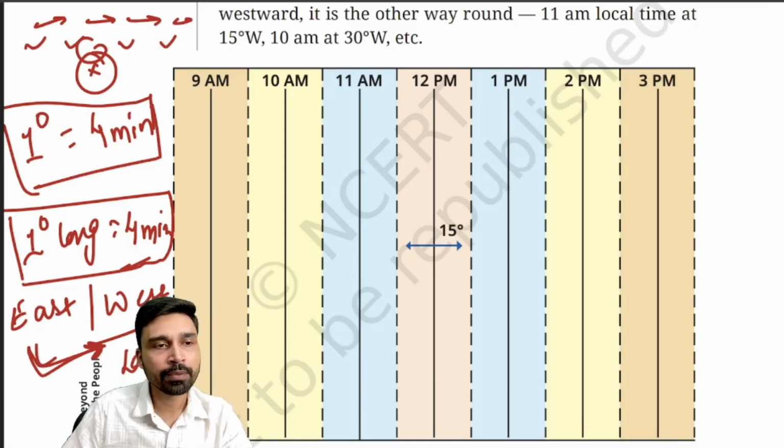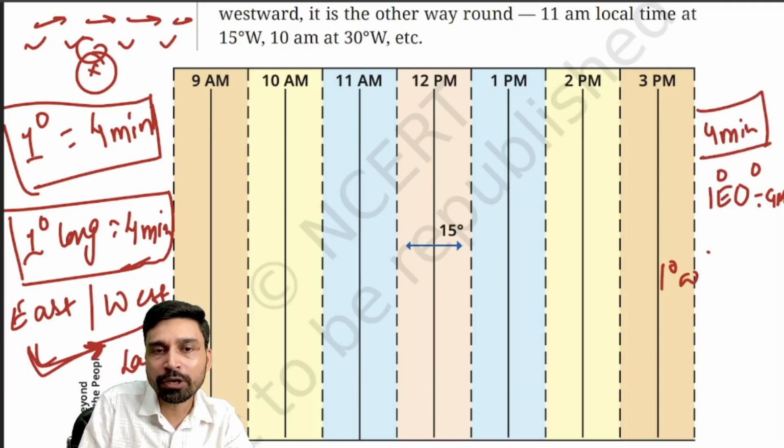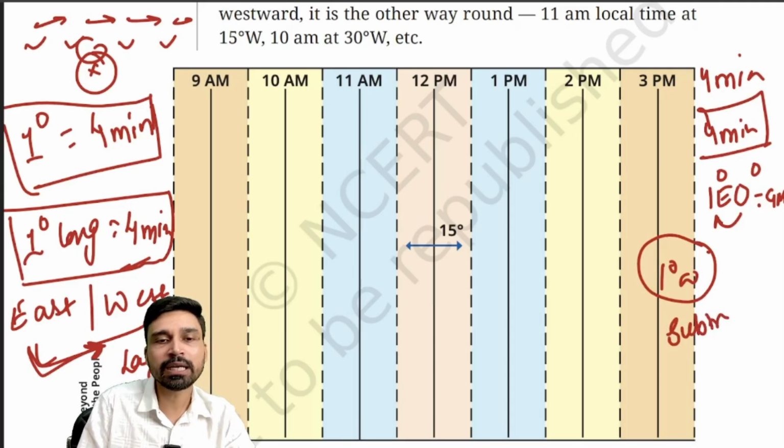That means if you are given the time at, suppose, 0 degree GMT, and you want to know what the time will be at 1 degree east, and also at 1 degree west, we know that the difference will be of 4 minutes only. But if you are moving to the east, you have to add 4 minutes to the Greenwich Mean Time. And if you are moving to the west, you have to subtract 4 minutes from the Greenwich Mean Time.